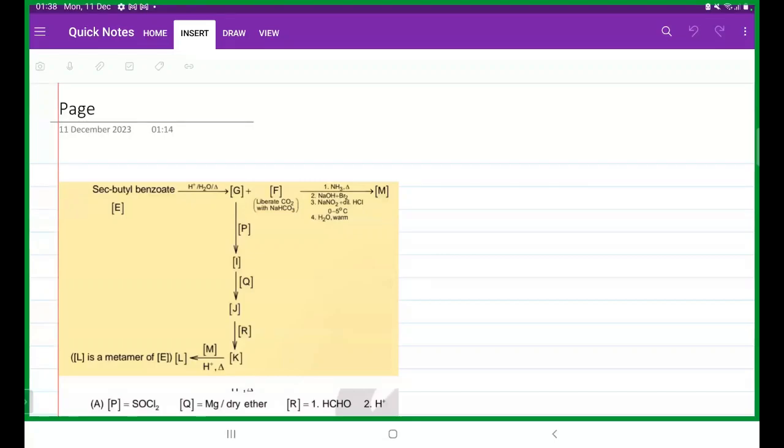An excellent question here from the topic of organic chemistry. So, why is this a very good question? It's because from the very first line, this question will give you a curveball.